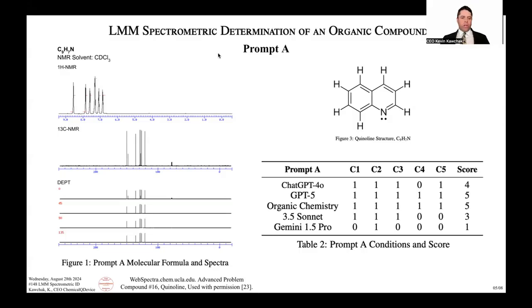Now, what's included here is from webspectra.chem.ucla.edu. It's listed as an advanced problem, compound number 16. With proton NMR, you always want to see the 4 different things it tells as far as chemical environment: the integrations, the splitting pattern, and the number of different types.